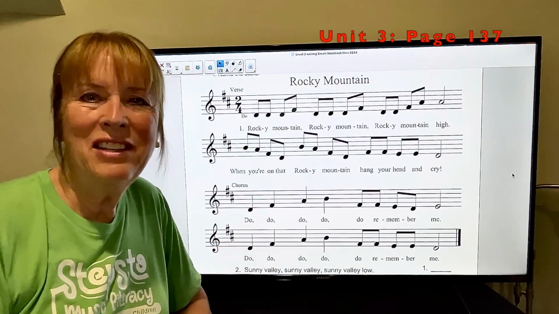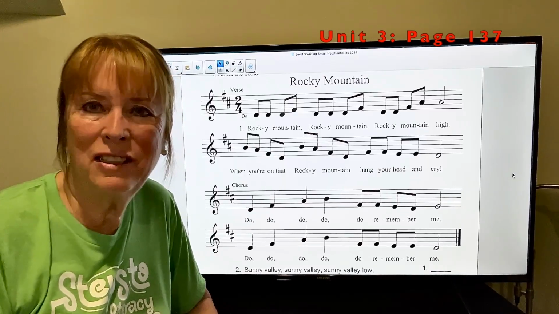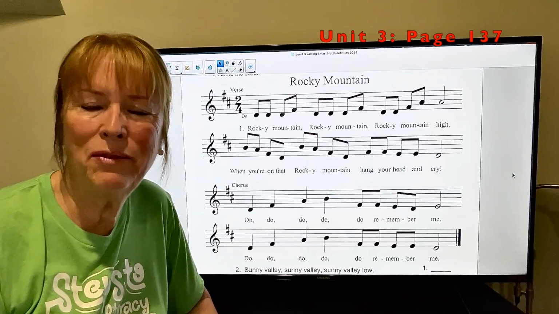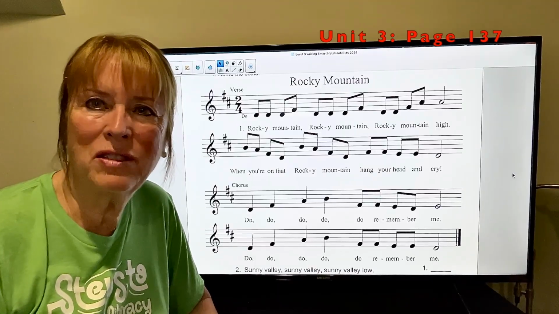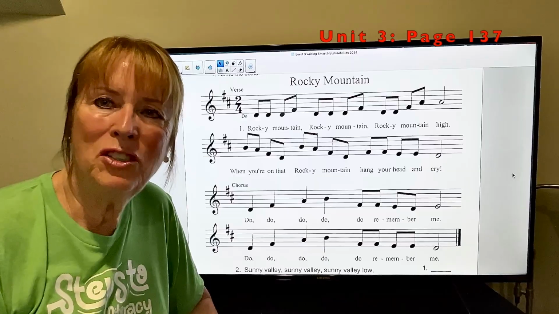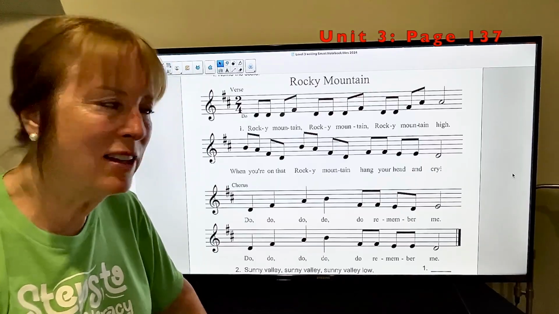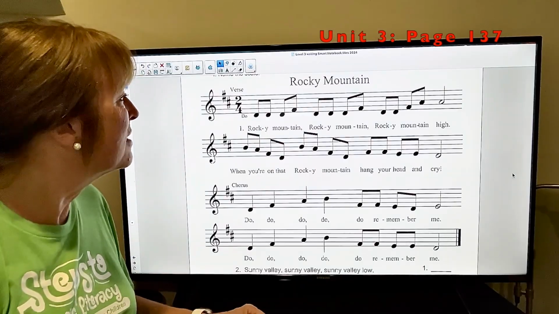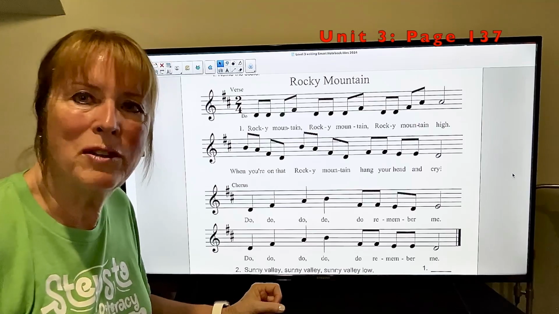Hi there. This lesson is step 6 of the 13 steps to music literacy, and we are in unit 3 of level 3. In this lesson, we're going to be looking at the notes that are in Rocky Mountain, and you know them already, but we're also working on the pentatonic scale. So let's take a look at this. Before we do it though, let's first sing along with Jenna.